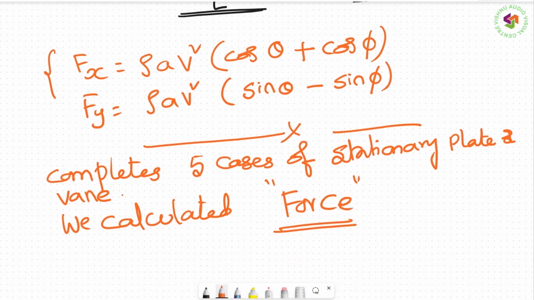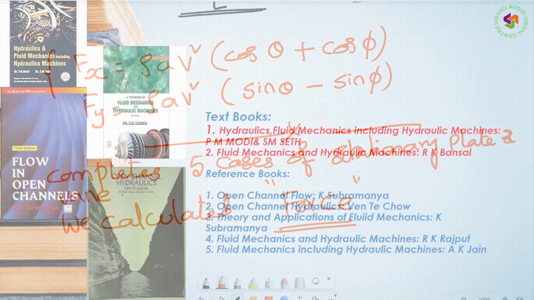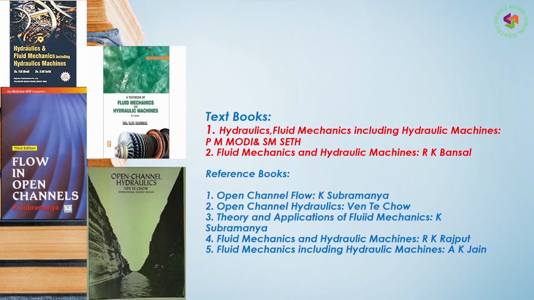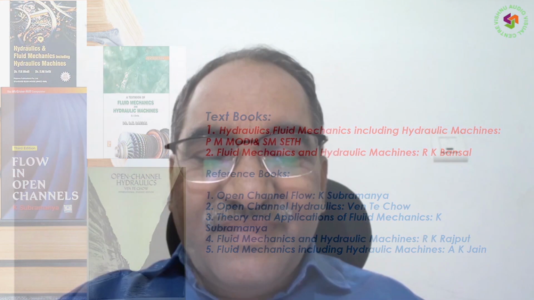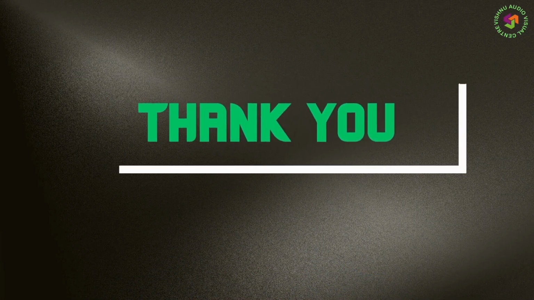So I will stop my lecture at this point, and then we will go into the next lecture wherein the next condition has to be the moving one. We have completed the stationary case. So what is remaining for us? The remaining for us is basically how to go about moving. So, friends, I have completed all the five cases related to the force exerted by a jet on a stationary plate or vane.